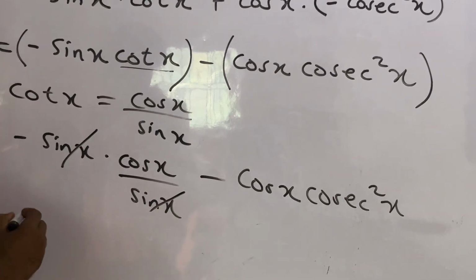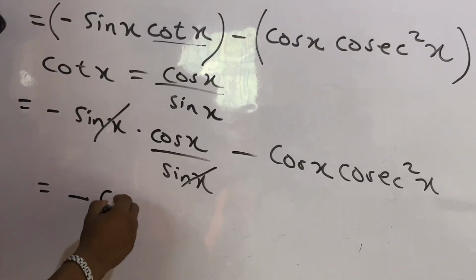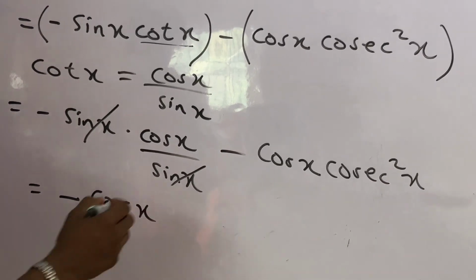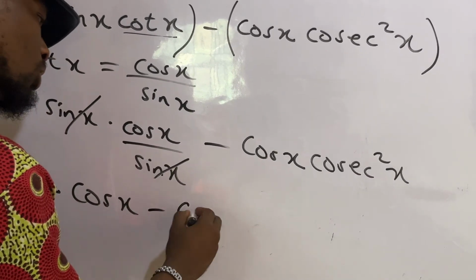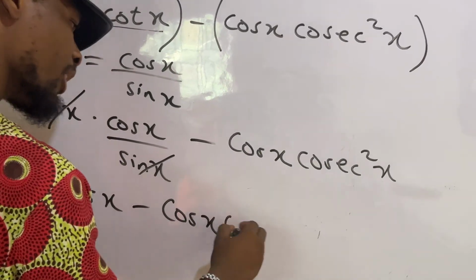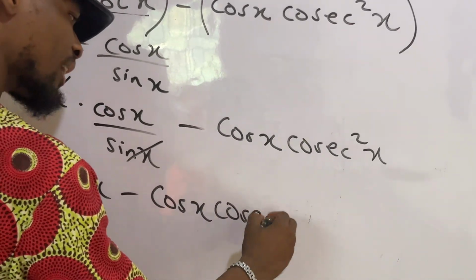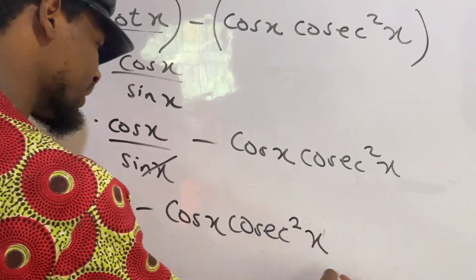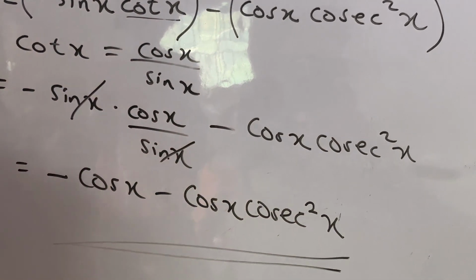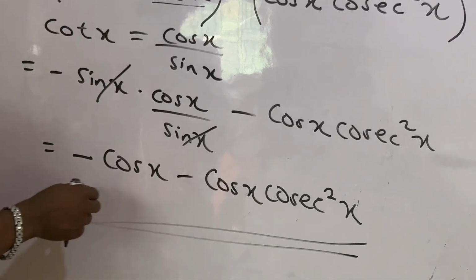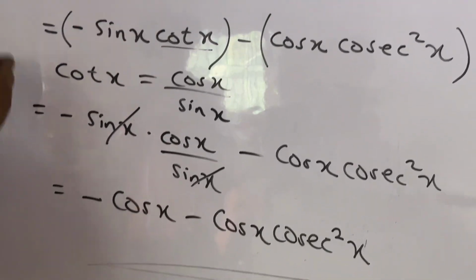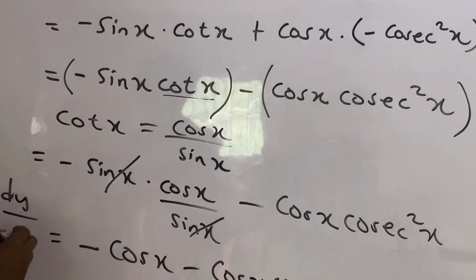So what do we have? We have negative cos x, then minus cos x, then cosecant squared x. So this is the result when you differentiate y with respect to x.